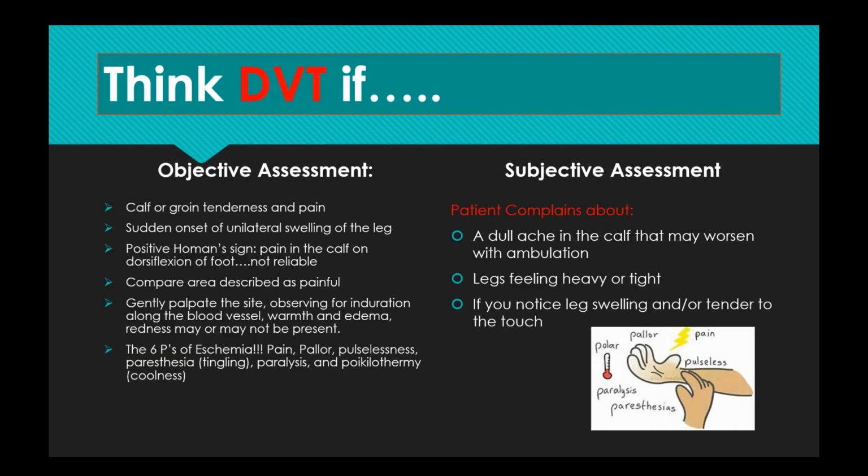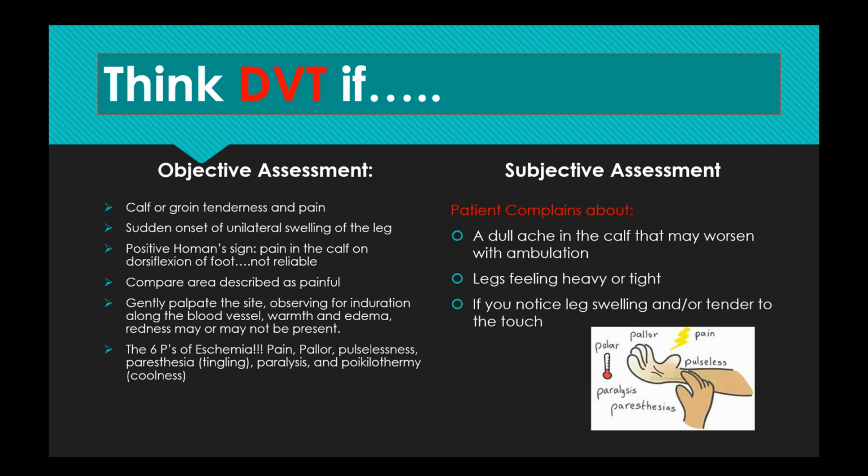So when do we think DVT? What are those assessment findings, subjective and objective? So what does objective assessment mean? It means what do you see on the object? What do you see on the patient? Or subjective data: what does the subject tell you? What is the subject complaining about?